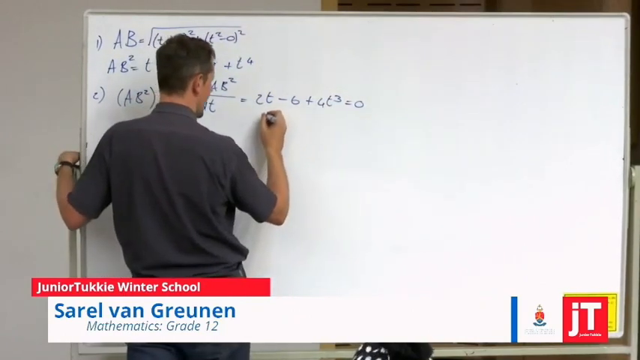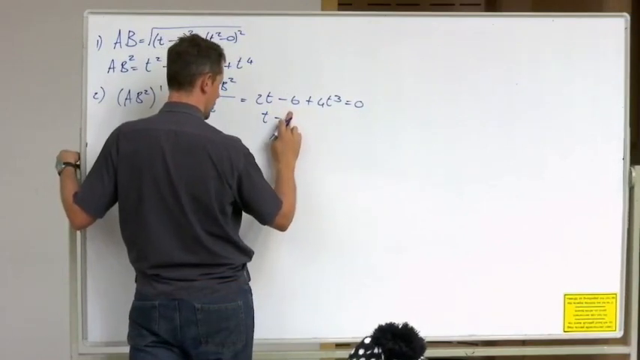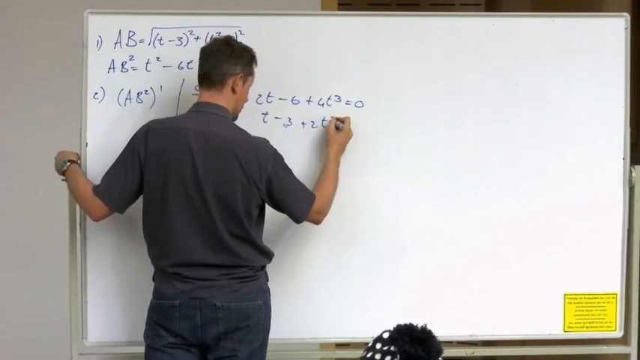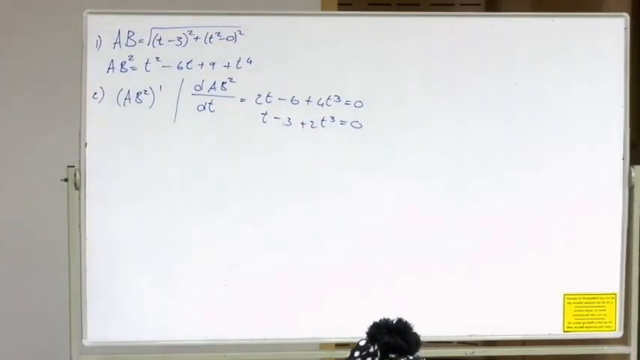So let's just divide by 2 straight through. t minus 3 plus 2t cubed equal to 0. Now the question comes, how do I solve a cubic equation? Because that's what I'm sitting with here.